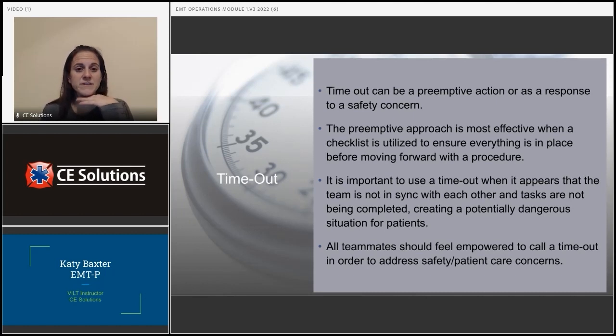The preemptive approach is most effective when a checklist is utilized to ensure everything is in place before moving forward with a procedure. We do checklists before flight, before lifting. We call it a challenge. The pilot will ask us if we have everything: narcotic keys, equipment, oxygen. Is everything secured, right? They have a checklist and it's procedure wise. And we will still ask about fuel. Did dispatch acknowledge, are we ready to lift?